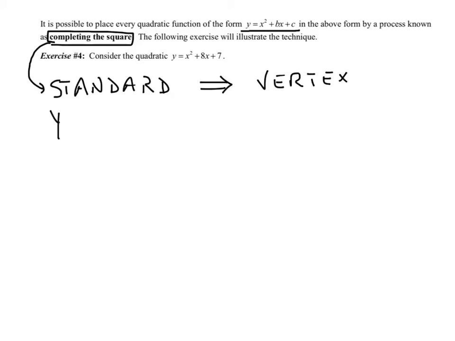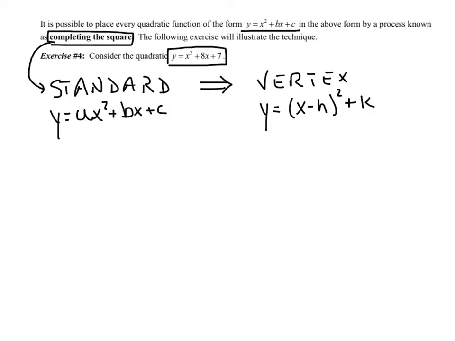Standard form is y equals ax squared plus bx plus c, and vertex form looks like y equals a times the quantity x minus h squared, plus k on the outside. So we're going to get from standard to vertex form, and the first equation here is y equals x squared plus 8x plus 7.